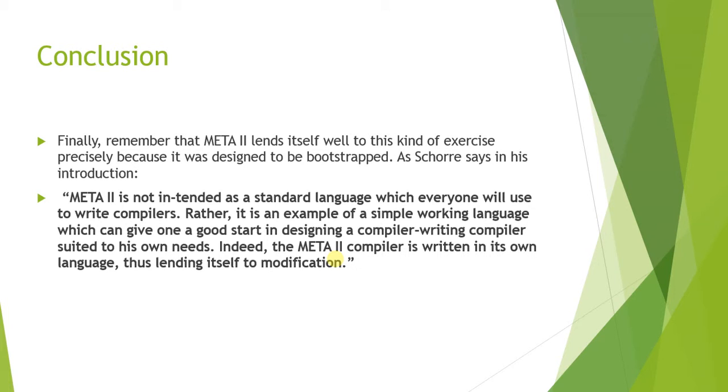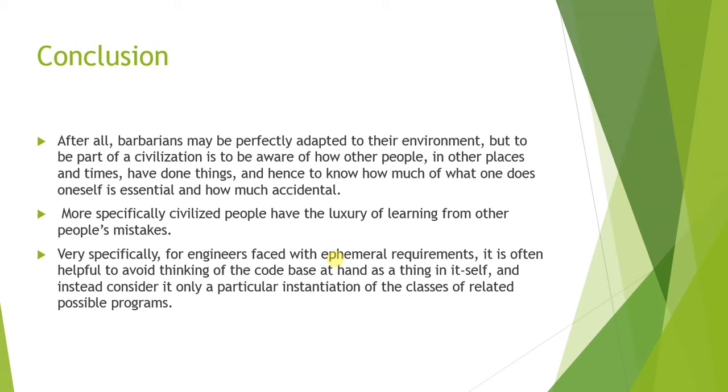Instead, the Meta2 compiler is written in its own language, thus lending itself to modification. After all, barbarians may be perfectly adapted to their environment, but to be part of a civilization is to be aware of how people in other places at other times have done things, and hence how much of what one does oneself is essential and how much accidental. More specifically, civilized people have the luxury of learning from other people's mistakes.